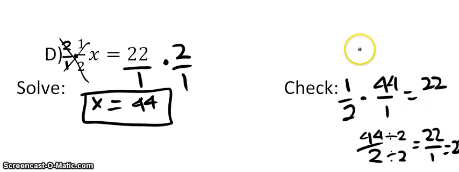So this thing right here we just found is equal to 22. So I can write that 22 equals 22, and my equation is correct.